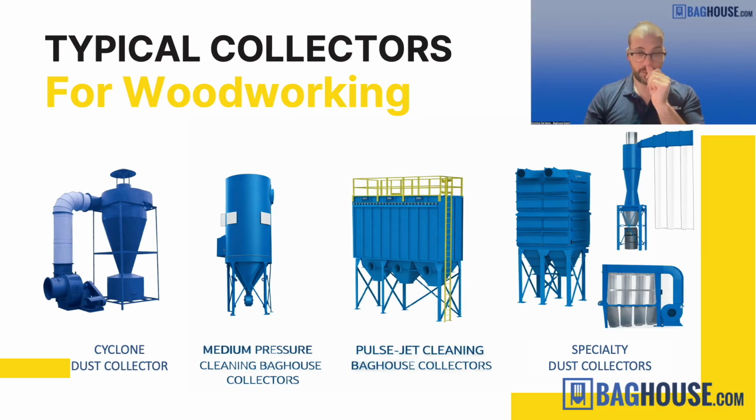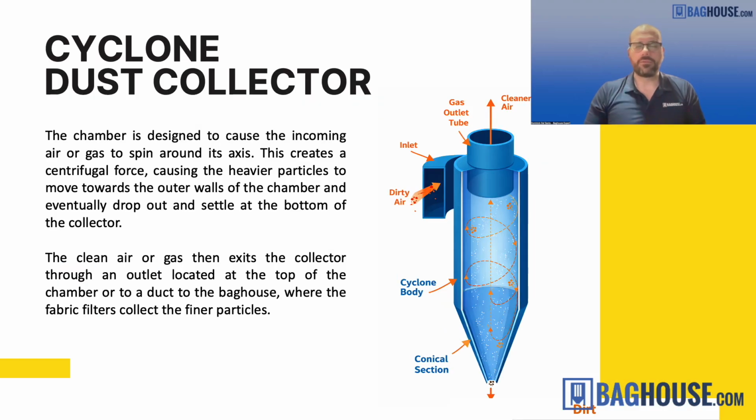So the most basic one that we have is a cyclone. For many years, a lot of woodworking facilities had only cyclones. This is because at the time, this was acceptable with air permits for how much dust you could emit into the atmosphere, as well as for fire safety.